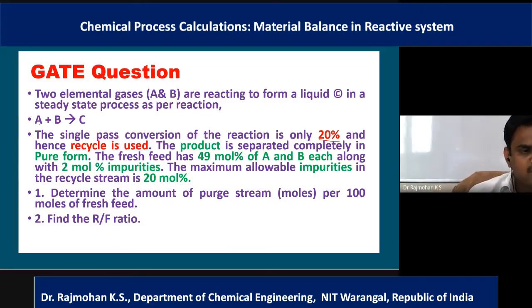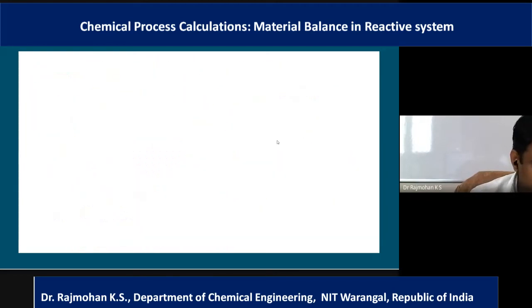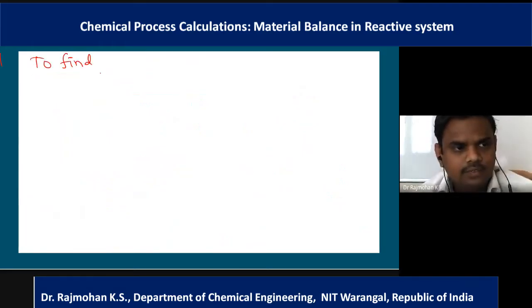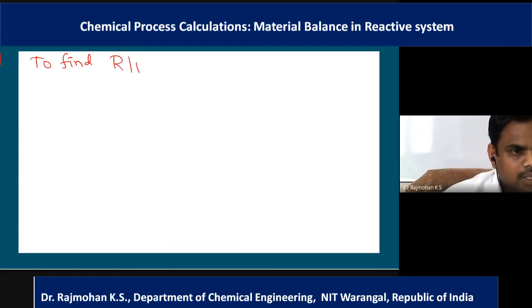A and B are present in the stoichiometric ratio, which is given, because each is 49, that is a 1:1 ratio. So whatever is unconverted will be present in the same ratio. Using that concept, this can be solved to find the R value, the R by F ratio. This is the second part.